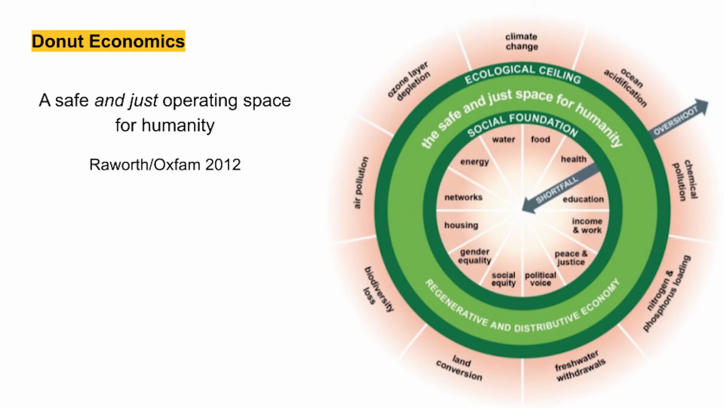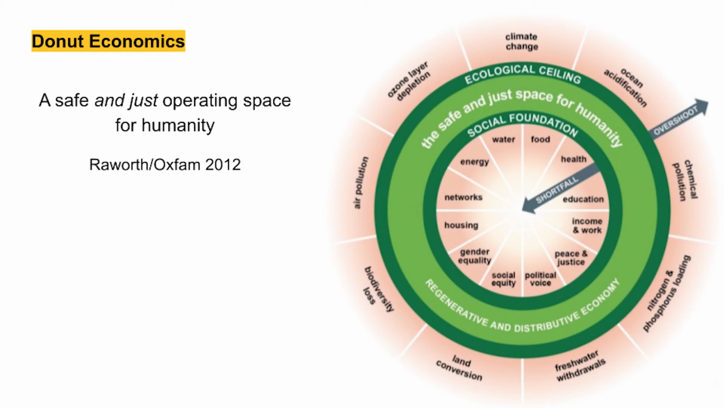But recently, in 2012, a couple of researchers found a way to adjust that. So building off of the planetary boundaries, they added a social foundation and created what's called the donut economics, or more appropriately, a safe and just operating space for humanity. So this green zone here is the safe, just space for humanity.